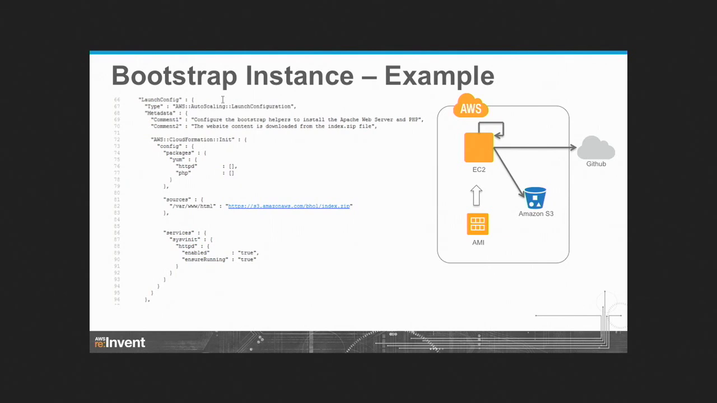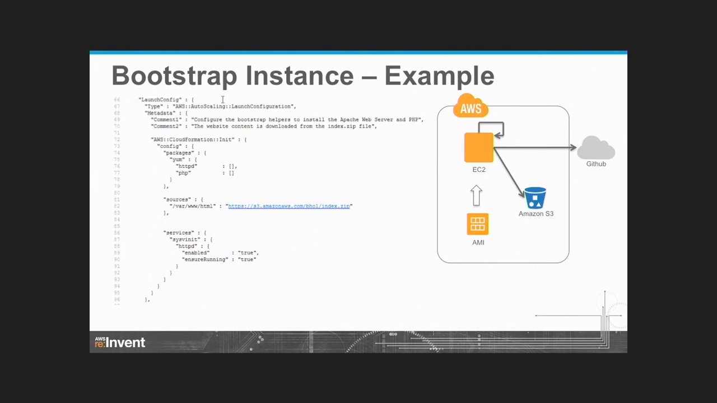I'm installing packages. I'm using Yum, the installer for my Amazon Linux, to install Apache and PHP. Then I'm using the sources command here to pull all my source code off of a zip file in S3 and unpack it into /var/html. And then lastly, my services command is enabling Apache and ensuring it's running.